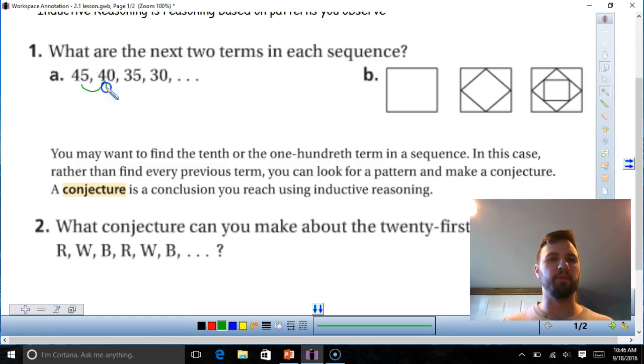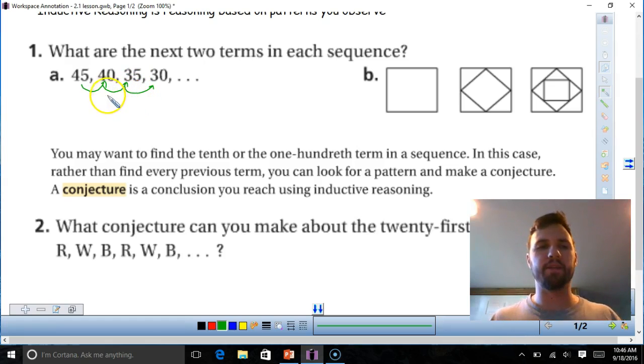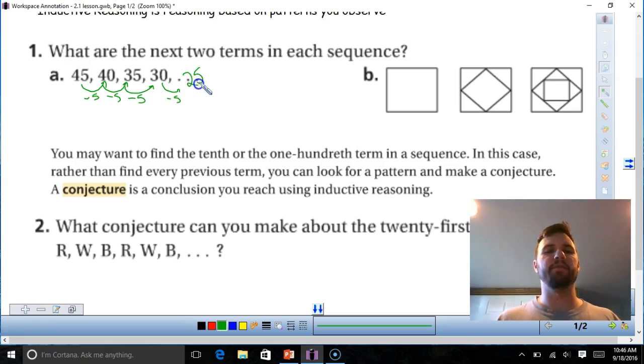Alright, going from 40, 45 to 40, 40 to 35, 35 to 30. What's the change that's happening each time? I'm either multiplying it, dividing it, adding, or subtracting. Well, it looks like I'm subtracting 5 each time. So what's 30 minus 5? Well, 25. It's 25 minus 5. 20. That was easy. That was like Mickey Mouse Clubhouse stuff. And I know, I watch a lot of Mickey Mouse Clubhouse. I have little kids.